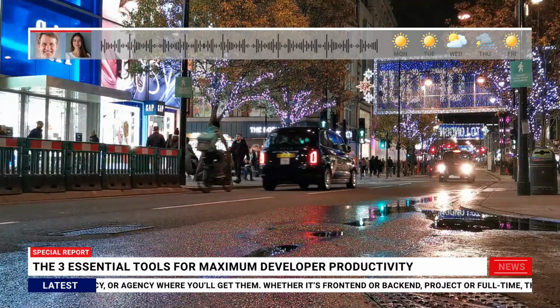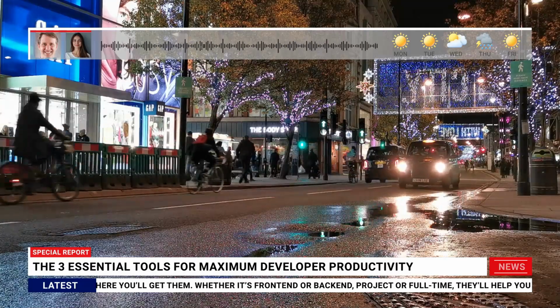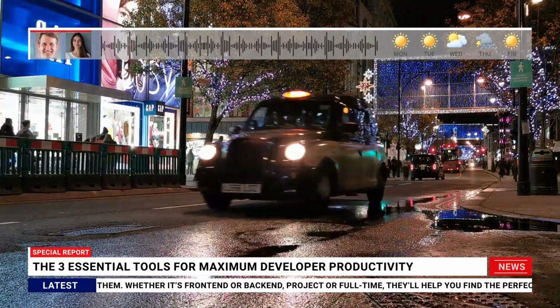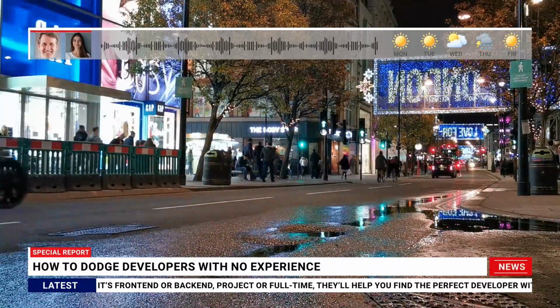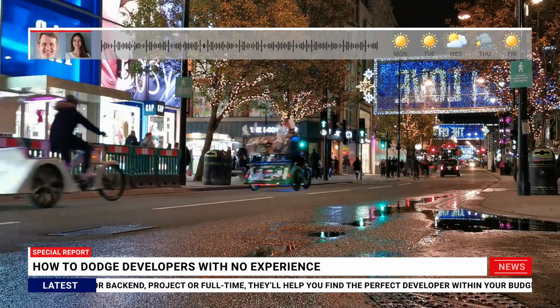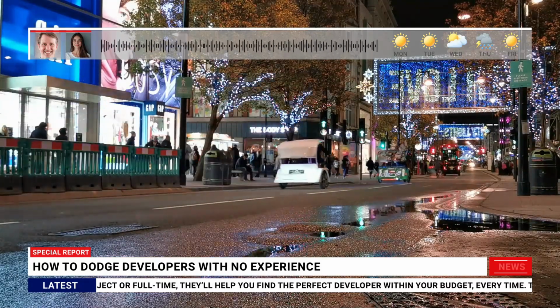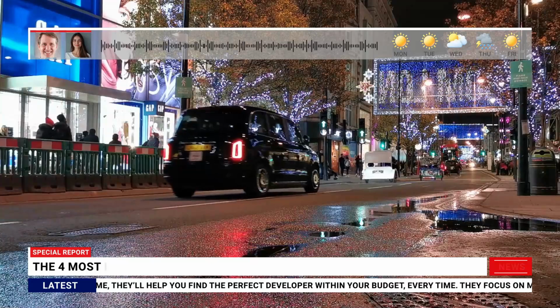Communication and time zones, those can be big factors. If you need someone who can hop on a call immediately or work closely with your team in real time, having them in a similar time zone can be really valuable. Okay, so location is definitely something to think about. But let's back up a bit.